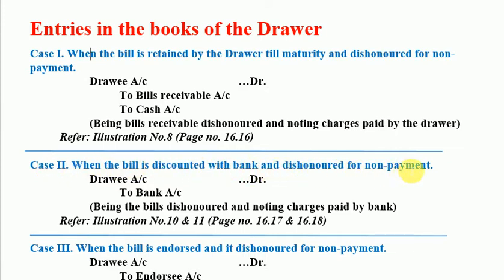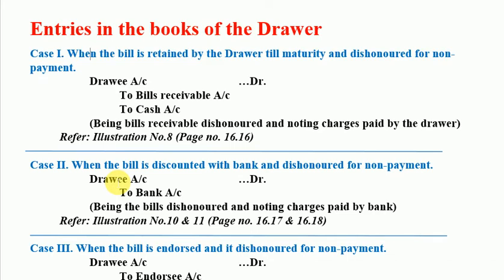Now we move to case 2, when the bill was previously discounted with the bank and it gets dishonored for non-payment by the drawee. In this case again the drawee will be debited to bank account. Drawee account debit to bank account. Why are we debiting the drawee? The drawee is again the debtor of the drawer when the bill gets dishonored.